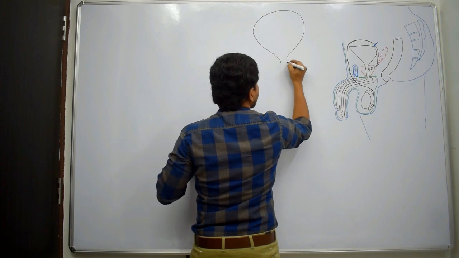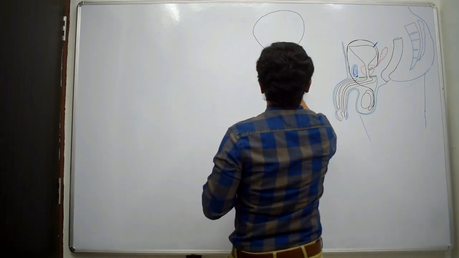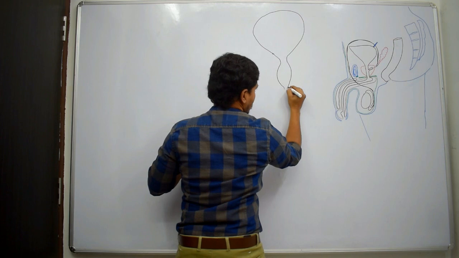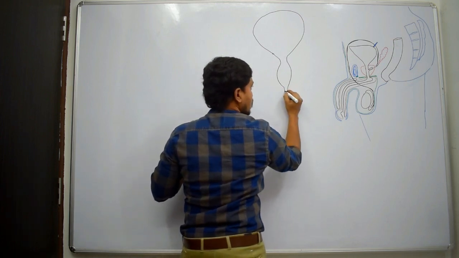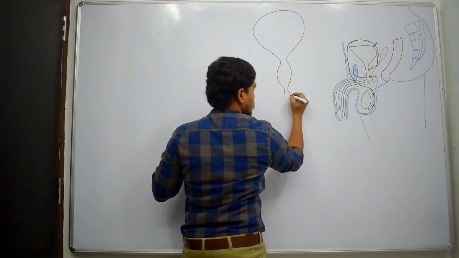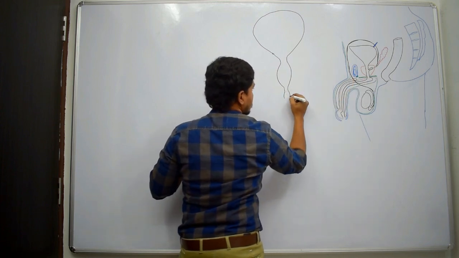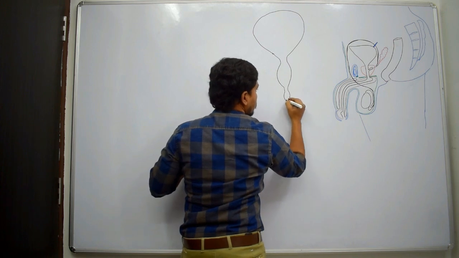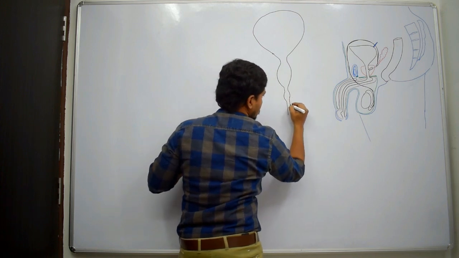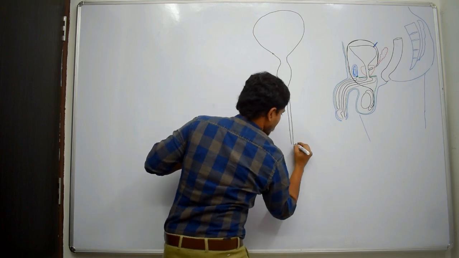Then this is the prostatic urethra. Here the membranous urethra. This small part is the membranous urethra. Then the bulbar urethra. It is present in the bulb of the penis. Then the penile urethra. The urethra which is present in the phallic part of the penis. So this is the penile urethra.